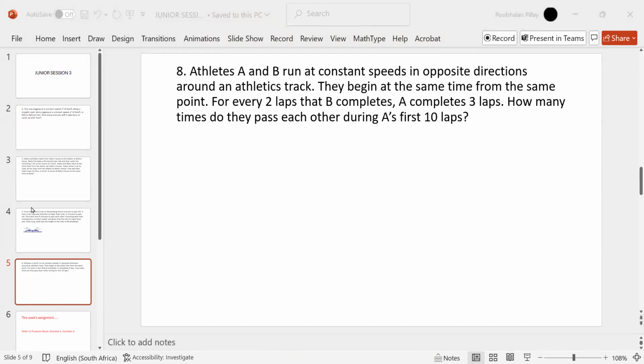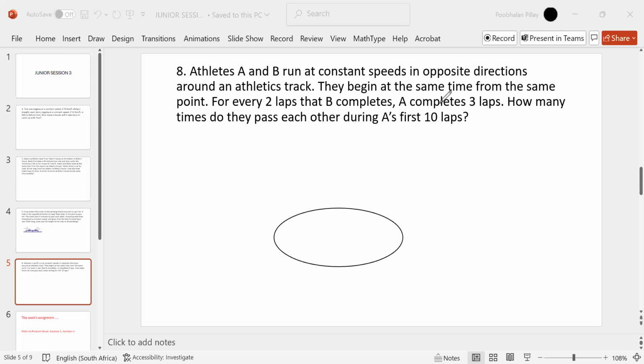The reason is I'm going to draw a circle. Okay, let's make it a nice elliptical track. All right. Okay, so let's just draw the track and see what the information is, what's given. So it's given that these 2 athletes run at constant speeds around the track, but they run in opposite directions.